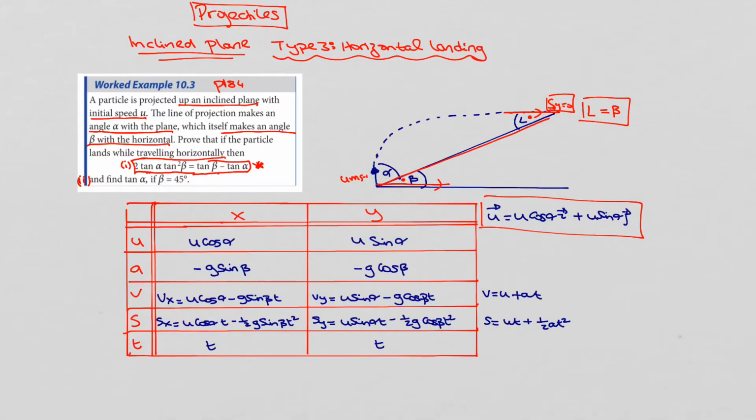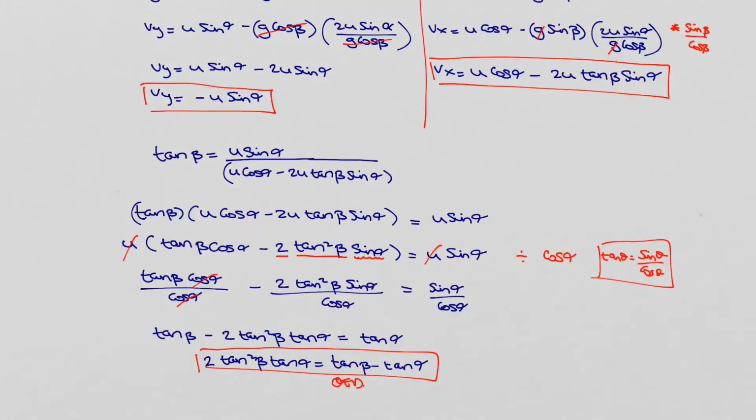So if we go back to the second part of the question, it says find tan alpha if beta is equal to 45 degrees. So if beta is equal to 45 degrees, we're clearly going to start off with the statement, because we've just proved that that statement is true. So in other words, if beta is equal to 45 degrees, then we have 2 tan alpha tan squared beta is equal to tan beta minus tan alpha.